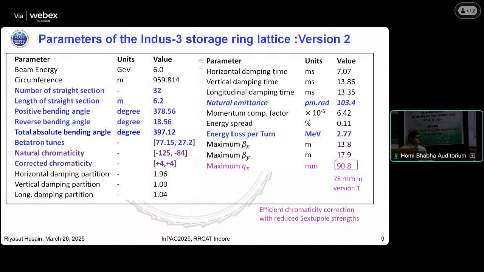So these are the parameters of the lattice which we have evolved as lattice version 2, where the beam emittance is now 103 picometer rad, and we started with 150 picometer. Another important configuration of this lattice is the increase in the dispersion function at the sextupole location, where we can reduce the sextupole strength drastically. And this gives the overall positive bending angle, because we have to compensate this reverse bending angle. The natural chromaticity is of the order of more than 100. And even with this, we have a sufficiently reduced sextupole strength.